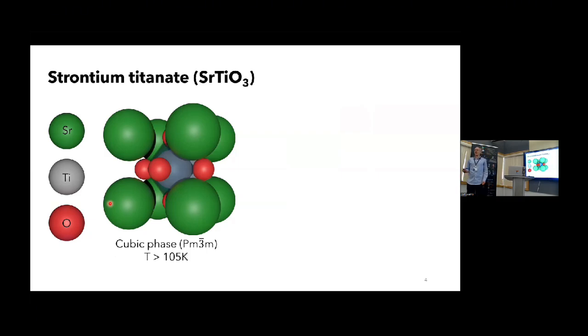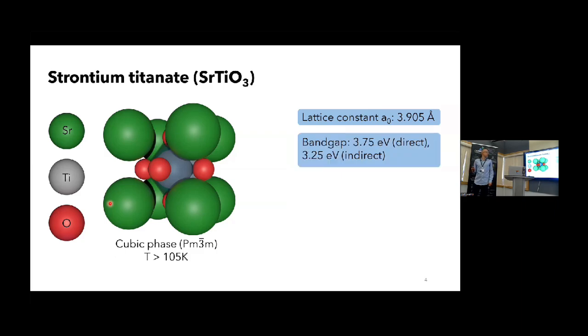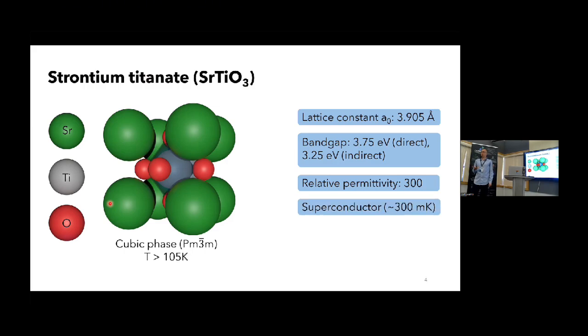Strontium titanate has 2 different phases, but for my talk, only the room temperature cubic phase is relevant. We have very interesting properties. The lattice constant I only show you because it will be important in a few minutes. It's 3.9 angstrom. We have the direct and indirect band gap over 3 eV, so the material is transparent as a consequence. We have a high relative permittivity, so it's also interesting for capacitors. It's a superconductor actually under certain conditions, at 300 millikelvin, which is a very large research topic on its own.